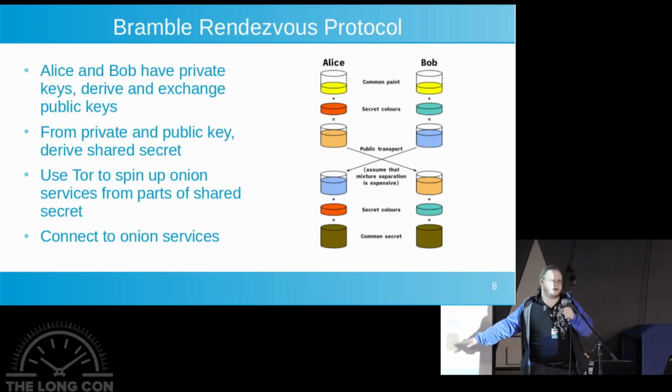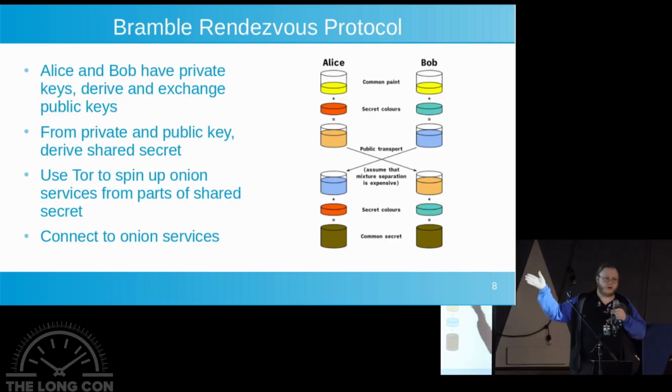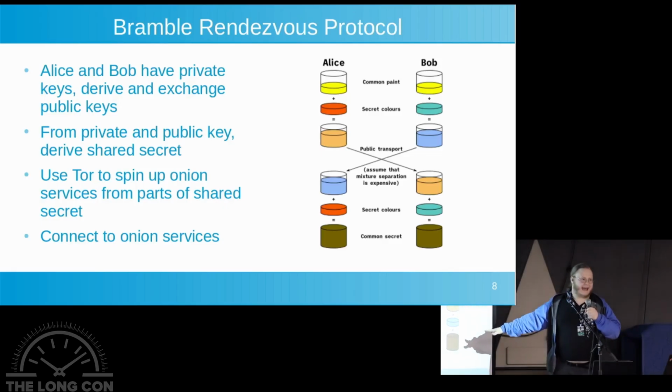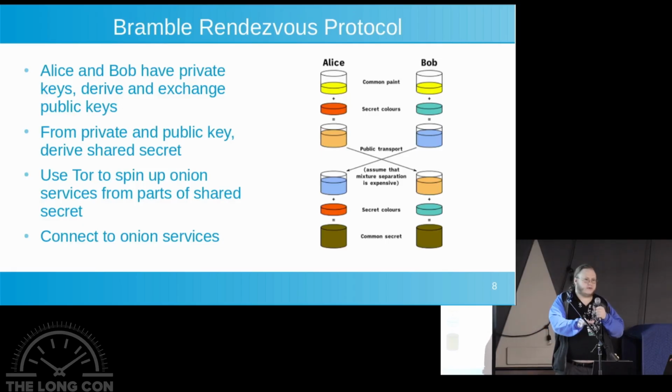So now we've got a common secret. How the Bramble Rendezvous Protocol works is it breaks this secret in half, and the first half is Alice's onion URL. The second half is Bob's onion URL. An onion URL, if you've ever been to a darknet website, is the random string of letters and numbers that allows you to connect to an onion service. It's also just a public key.